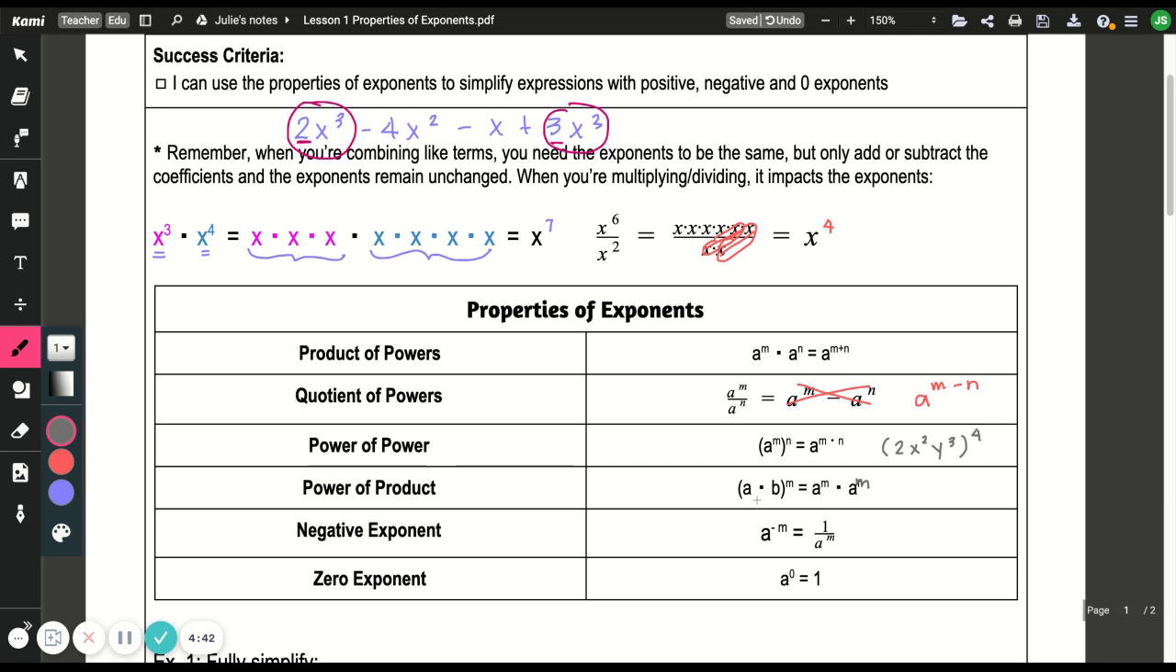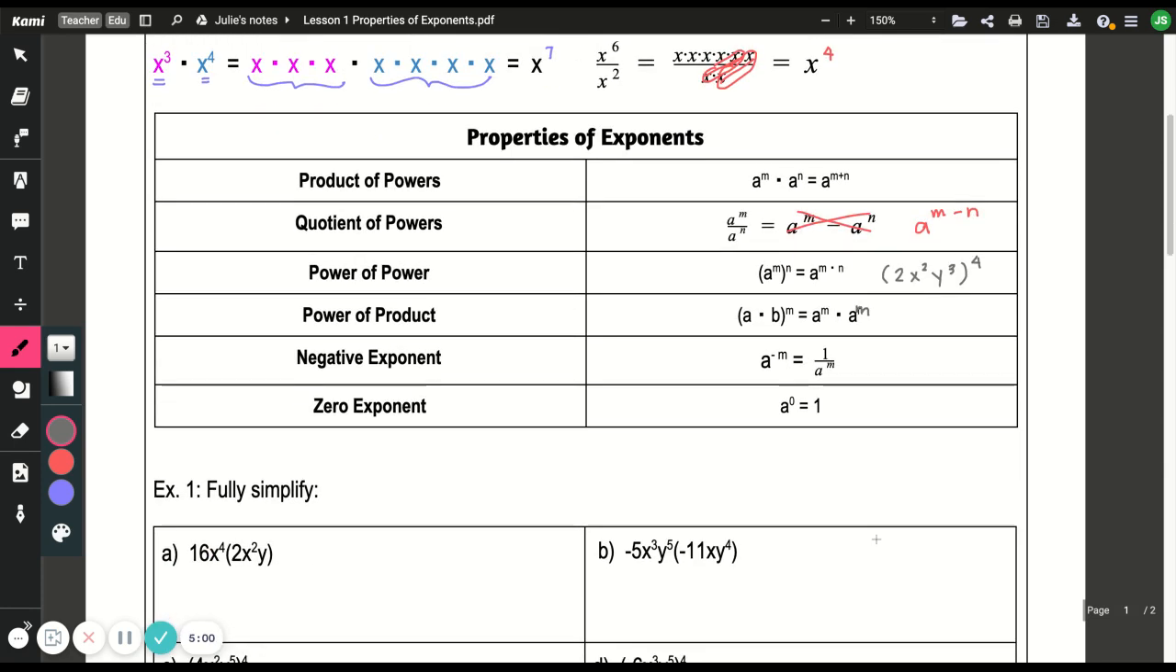This kind of shows those two combined in there. If you have more than one thing inside the parentheses, then you distribute the exponents. So you'd get a to the m and then also b to the m. Negative and zero exponents, that stuff you've all worked with before.